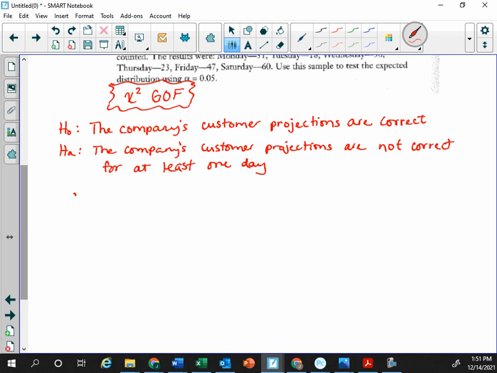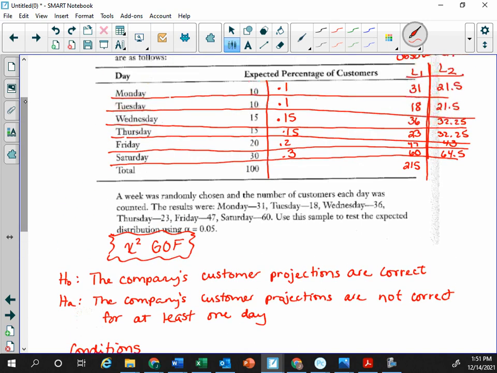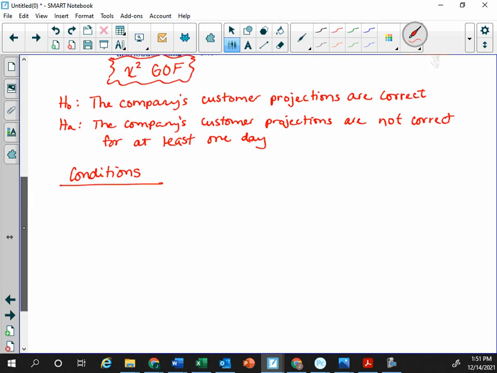All right, conditions. All right, the first one that was a little different, we are looking at the expected counts. So go back up here and look at your list of expected counts. Are they all at least 5? Yeah, so that's what we say. All expected counts are greater than or equal to 5.